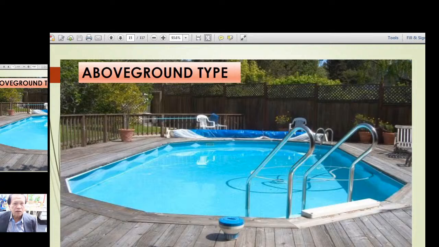And then above ground type like this one, so you would see that the tank is above ground and then just being provided with the platform at the same level as the top of the pool.